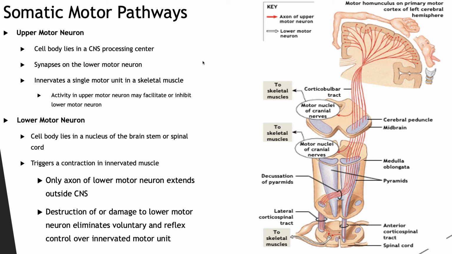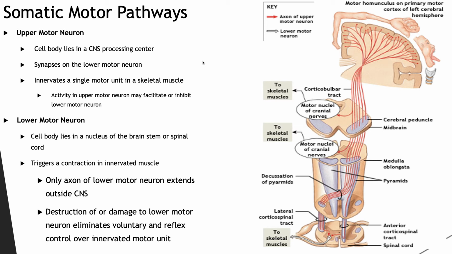Somatic motor pathways always involve at least two motor neurons: an upper motor neuron whose cell body lies in the CNS processing center, and a lower motor neuron whose cell body lies in the nucleus of the brainstem or spinal cord. The upper motor neuron synapses on the lower motor neuron, which in turn innervates a single motor unit of the skeletal muscle. Activity in the upper motor neuron may facilitate or inhibit the lower motor neuron. Activation of the lower motor neuron triggers a contraction in the innervated muscle. Only the axon of the lower motor neuron extends outside of the CNS. Destruction of or damage to a lower motor neuron eliminates voluntary and reflex control over the innervated motor unit.